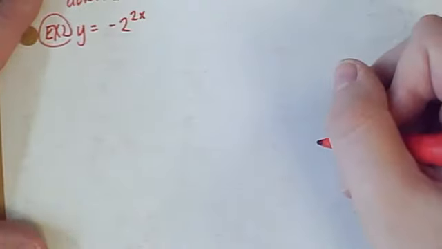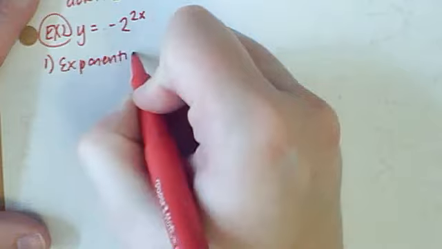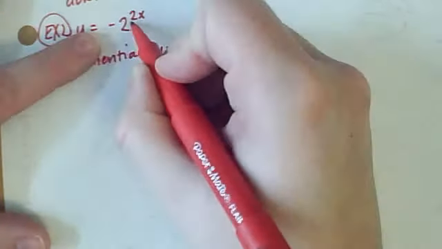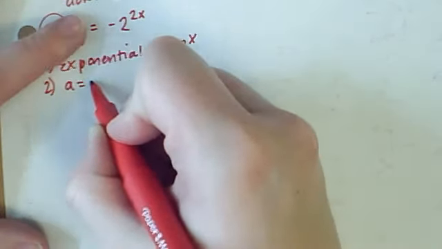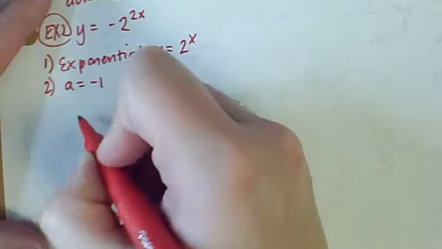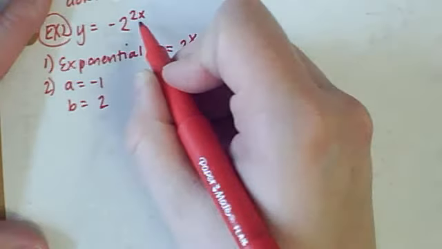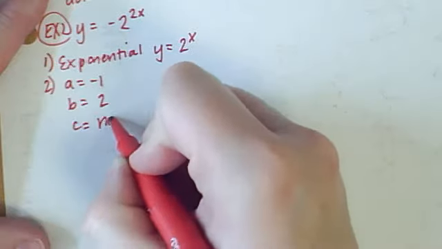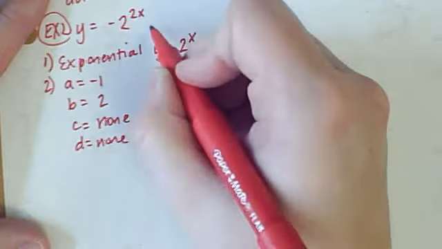So if I have y equals negative 2 to the 2x, first off, this is an exponential parent function. My parent function would be, since there's a 2 as the base, y equals 2 to the x. My a is negative 1 because it's negative out front. My b is 2 since there's a 2 with the x and it's being multiplied. My c is none because there's nothing being subtracted from the x. And my d is also none because there's nothing being added to the whole thing.